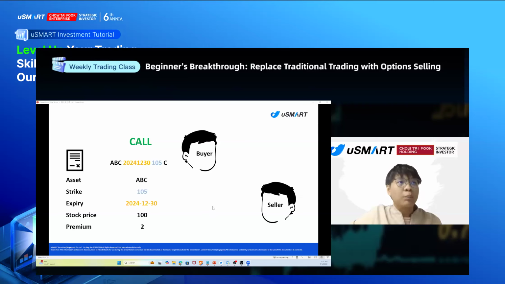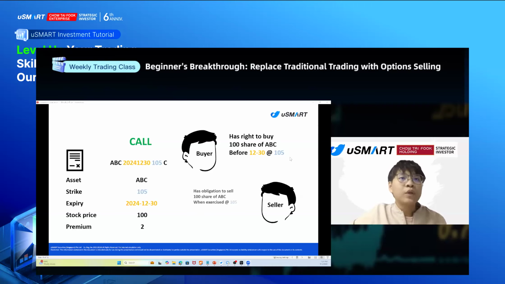If you are the buyer of the call option, you have the right to buy 100 shares of ABC before the expiration date at the strike price. So when you want to form a contract, or you want to buy options, the option seller has the obligation to sell 100 shares of ABC when exercised at 105. And this is how you understand it.